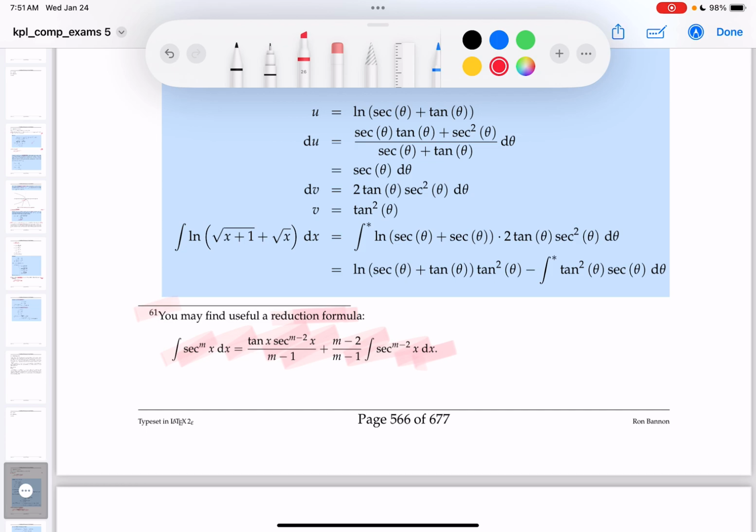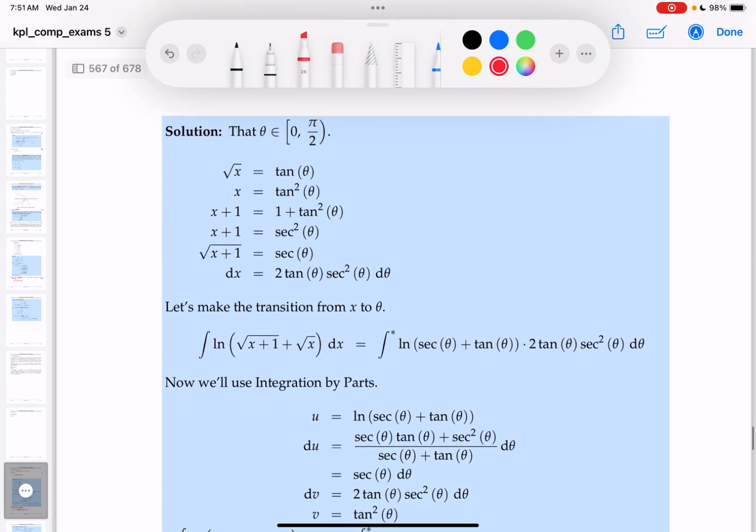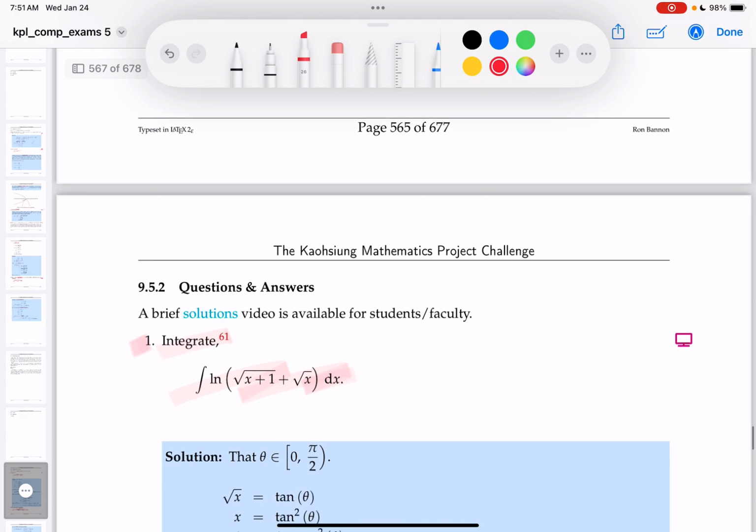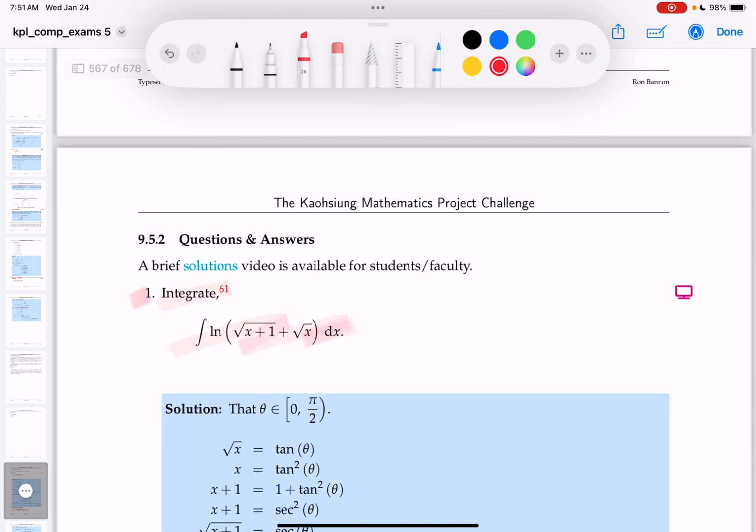Now, granted, some students say, I was told to memorize that reduction formula, and I'm not saying that you weren't told to memorize it. I'm just saying I'm not memorizing reduction formula. I'm giving that reduction formula to you, all right? So maybe it's helpful. I don't know.